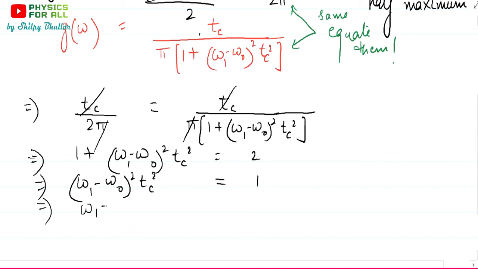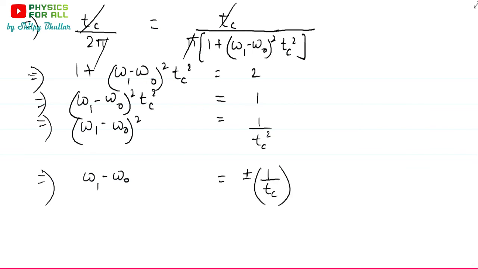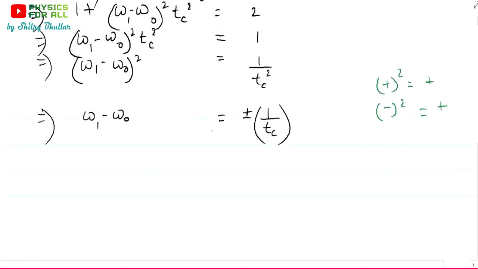Further, (omega 1 minus omega naught) whole square is 1 by Tc square. Now is the time we have to take the square root. So this is plus minus 1 by Tc. Why? Because the square of a positive number is a positive number, and the square of a negative number is also a positive number, and that's why when we take the square root, we have to mention both the signs. So omega minus omega naught is plus minus 1 by Tc. That means one value is plus 1 by Tc and another value is minus 1 by Tc.